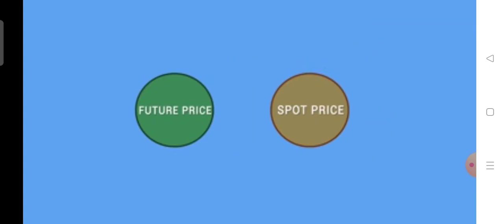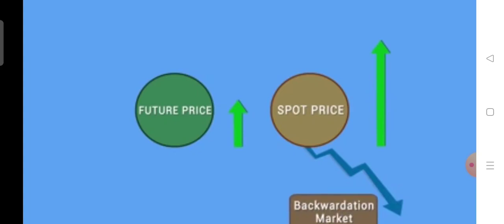Similarly, if futures prices are lower than the spot price of an asset, market participants may expect the spot price to come down in future, and this expectedly falling market is called a backwardation market.